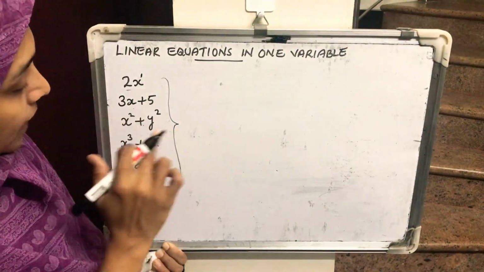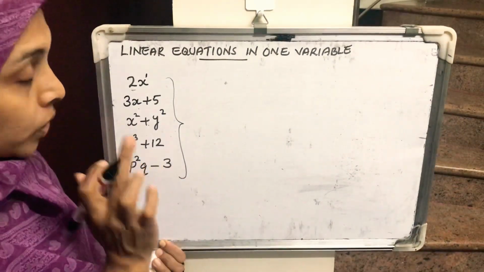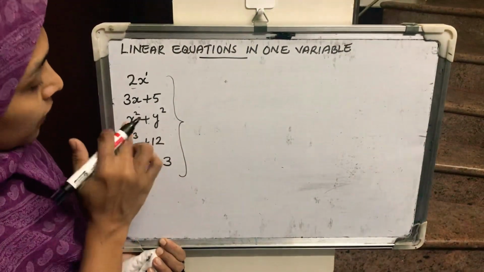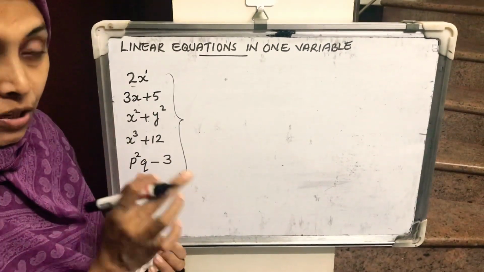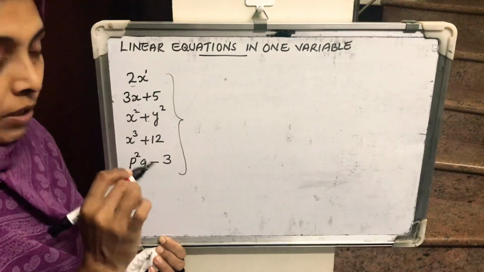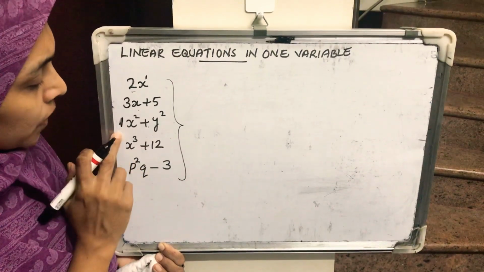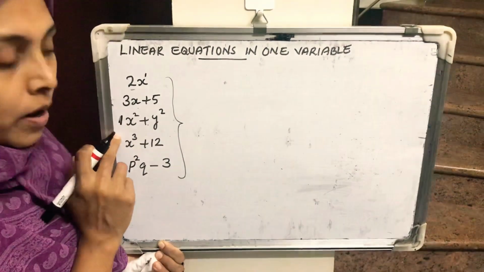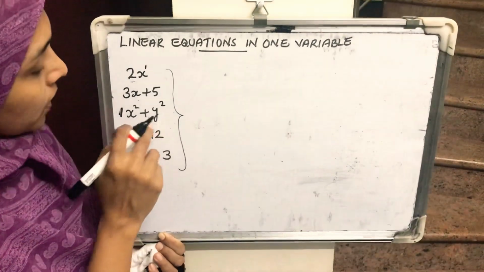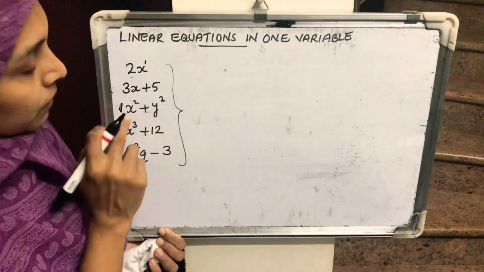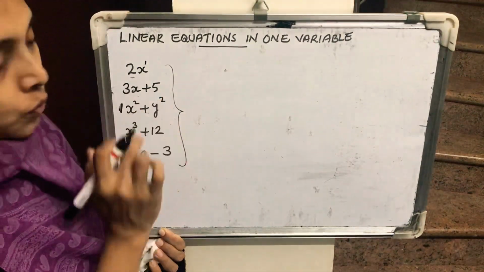Now look at the third example, x square plus y square. There are 2 terms, and what will be the coefficient of x square? No coefficient is written, so it will be 1. We avoid writing 1, and if there is no coefficient, we take it as 1. The coefficient of x square is 1, just like the coefficient of y square is also 1. The power of x is 2, and the power of y is 2.